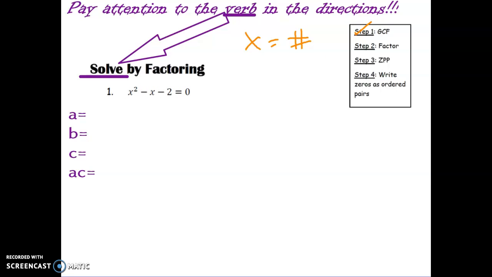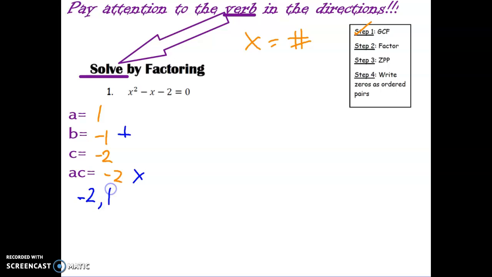Step 2 is to factor. Okay, so this is what we've already been working on. We know A is 1, B is negative 1, C is negative 2. So when I multiply A and C together, 1 times negative 2 is negative 2. Okay, so now you guys think for just a second. I need two numbers that will multiply to be negative 2 and add to be negative 1. What can we come up with?